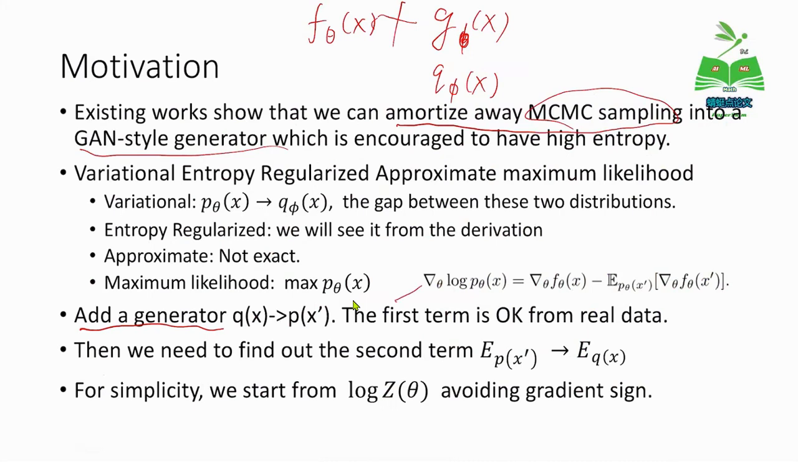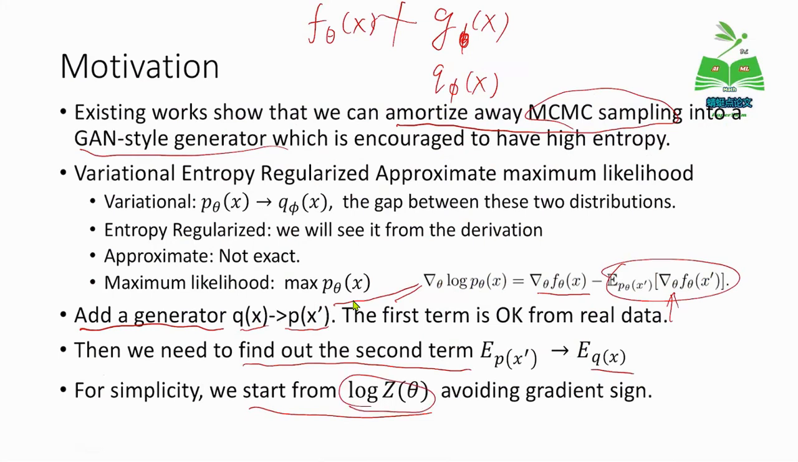Now we use the Qx to substitute, replacing the Px prime. So the first term is from real data, which is still okay, and then the next term we need to derive and change with the new distribution. So we start from, we don't use the gradient. We want to avoid using the gradient sign.